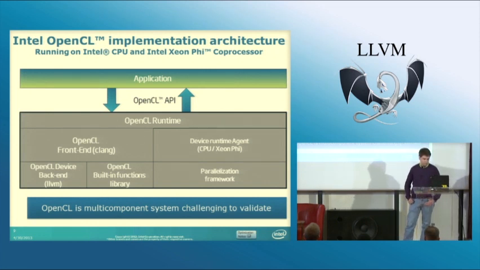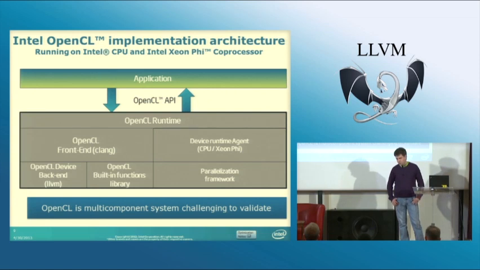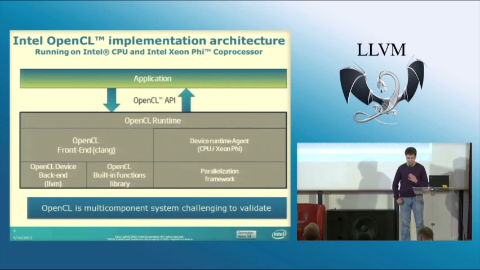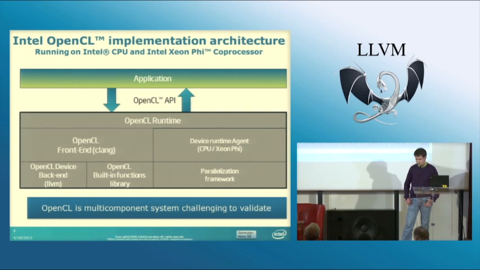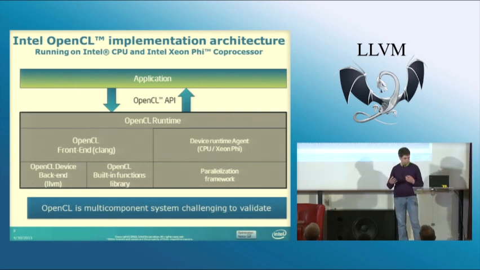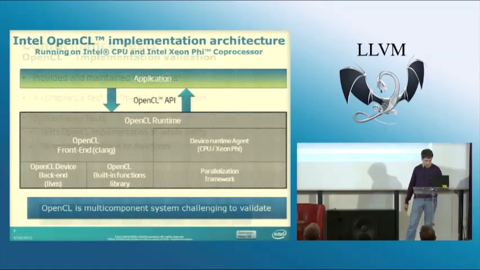There is a big library of built-in functions supporting OpenCL. And there is a device runtime agent which actually runs the JIT code, and the parallelization which is used to run multiple threads executing the code on the device. The message here is that the system is quite complex. It contains a lot of components, and the task of validating each component is quite challenging.